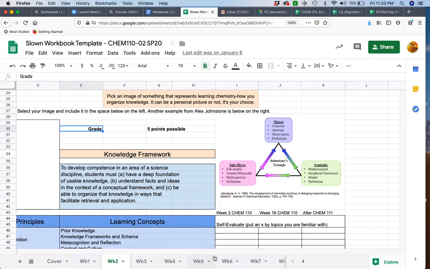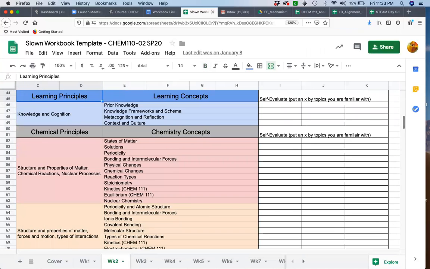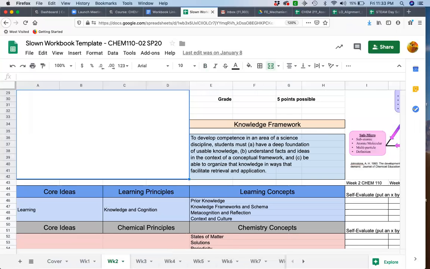Now, there's something else that I think is really important for you to do. And that is this self-assessment where you're thinking about what it is you already know and what you need to review. So you're going to notice here, for week 2, there was an opportunity for you to self-evaluate. So thinking about, do you know about prior knowledge? Do you know about knowledge frameworks and schema? Do you know about metacognition and reflection or context and culture? Are those all things that you're familiar with and the way that they influence learning?